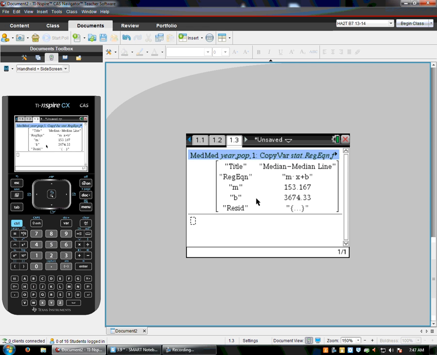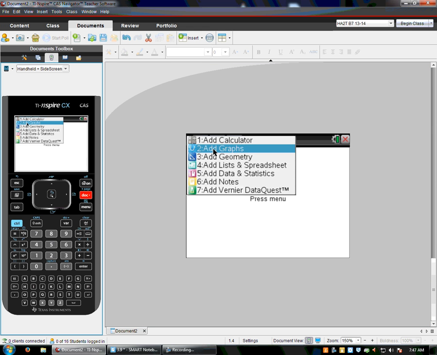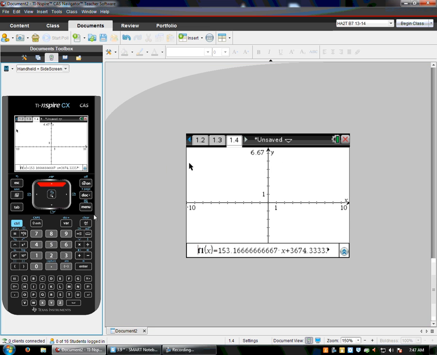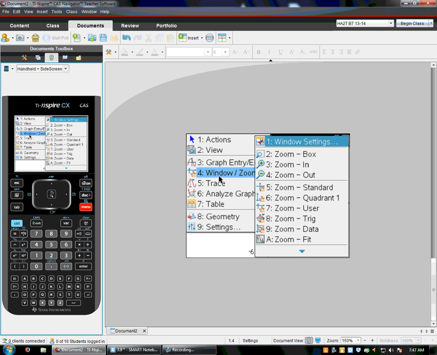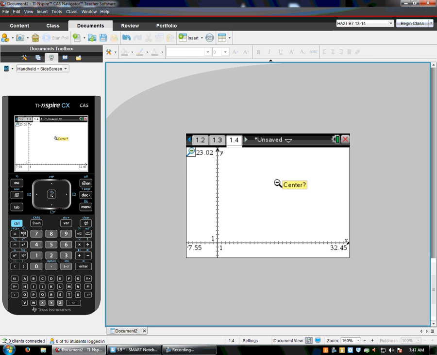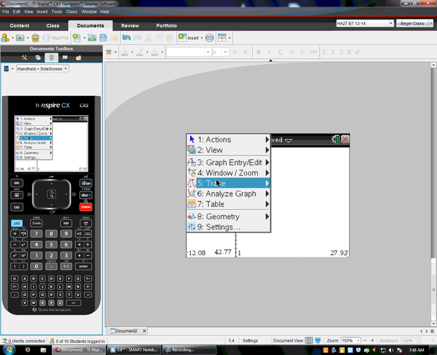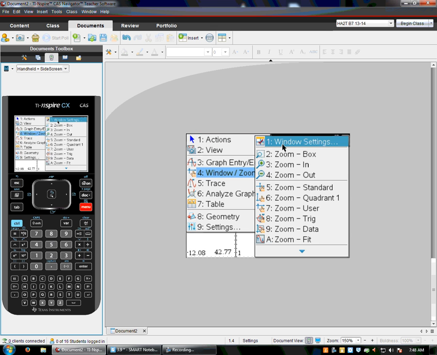And notice that it is now available to us if we go control doc, add a graphs page. If I do an up click, there's my function. I push enter and it should be graphed. I'm not seeing it though, so I can do menu, window zoom, zoom out. Where is that? It's a pretty high function, I think. Let's skip out of this. Menu, window zoom, window settings.